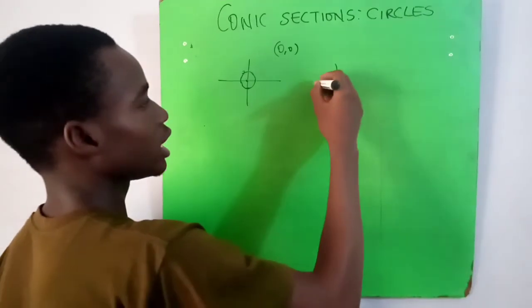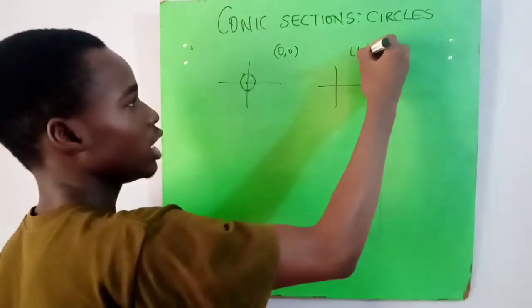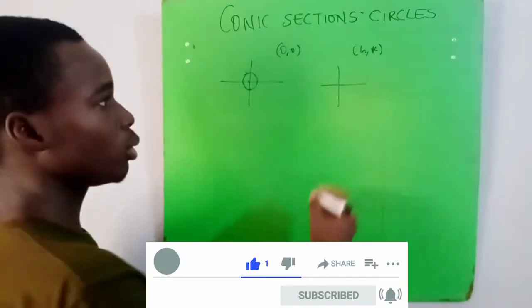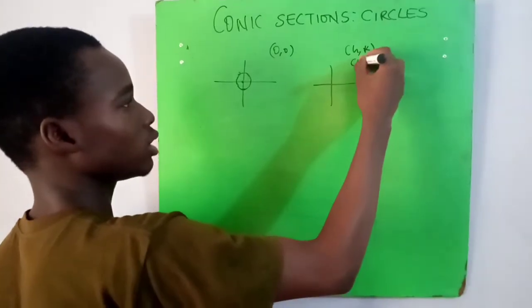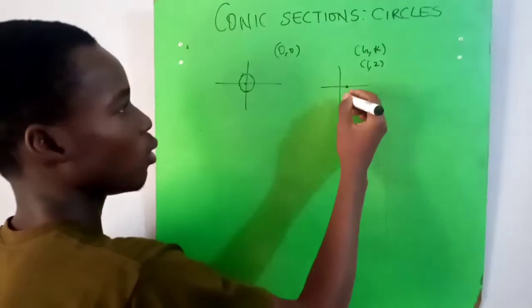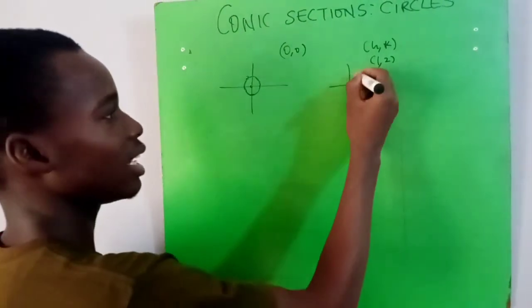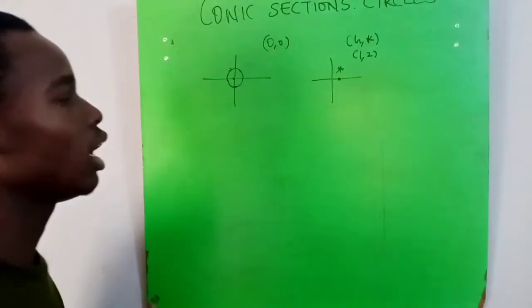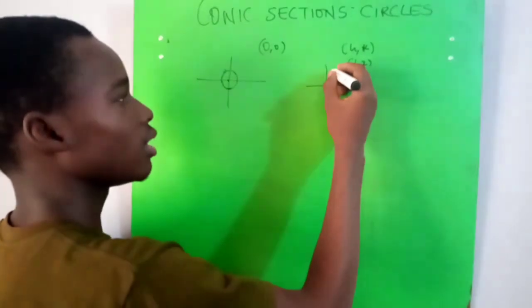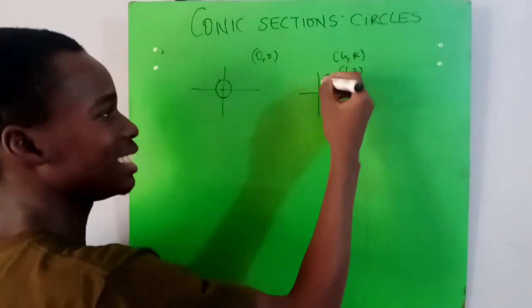But this is not the case when we have centers to be h and k. Let's say any number. Suppose our center is 1 and 2. So on our x-axis we have 1 and on our y-axis we have 2. So it meets here. The center of the circle is here. And suppose the radius is 2. So we have a circle that will look like this.